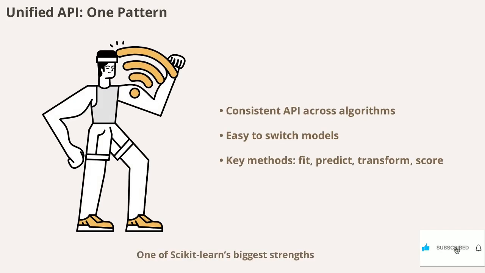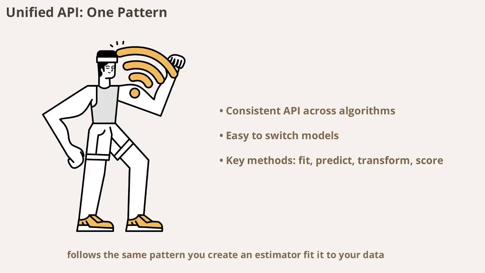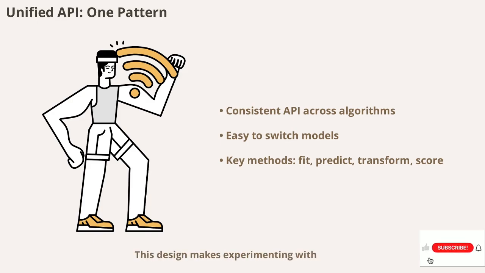One of Scikit-learn's biggest strengths is its unified and intuitive API. Every algorithm, whether it's a classifier, regressor, or transformer, follows the same pattern. You create an estimator, fit it to your data, and then use it to make predictions or transform data. This consistency means that once you learn the interface for one algorithm, you can easily apply it to others. The main methods you'll use are fit, predict, transform, and score. This design makes experimenting with different models fast and straightforward.